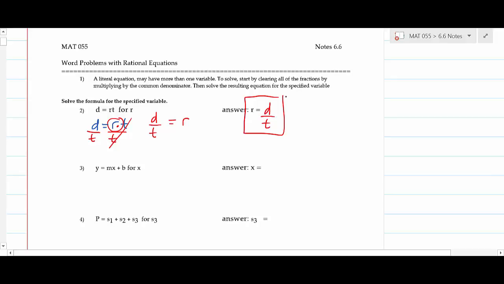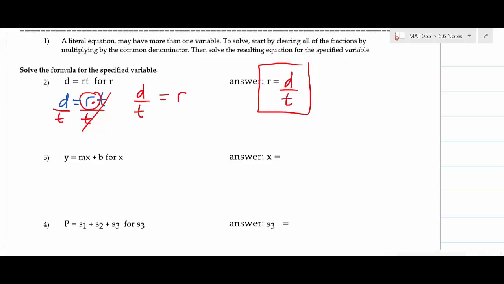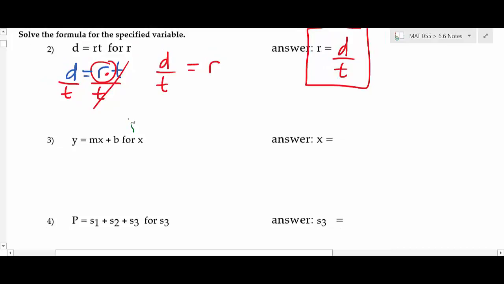But these problems are going to get a lot more complicated as we go, all right? So let's look at the next one. Okay, now this one is y equals mx plus b. That's a formula you've seen in this class. So what I'm going to do on this is we're solving for x, so let's just draw a circle around x. X needs to be by itself. So what needs to go away so x is by itself? Minus b and b, that needs to go away, and the m.